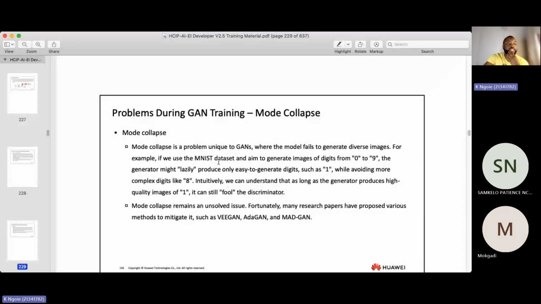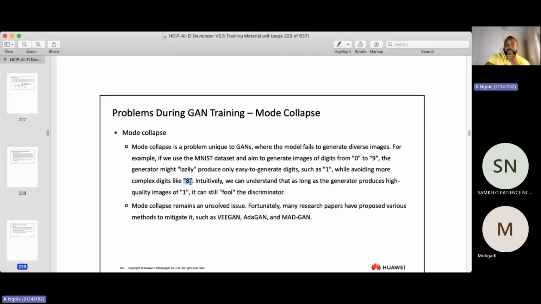Let's say you are using the MNIST data set. The aim is to generate these images, digits from 0 to 9. Now the generator, instead of generating fake images of 0, 5, and other numbers, only generates fake images of 1. You understand? Simple things like 1, 7, and it's avoiding things like 8.